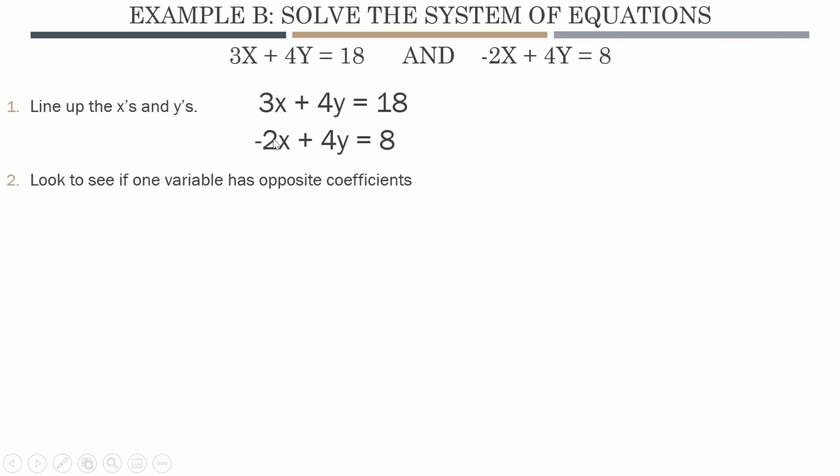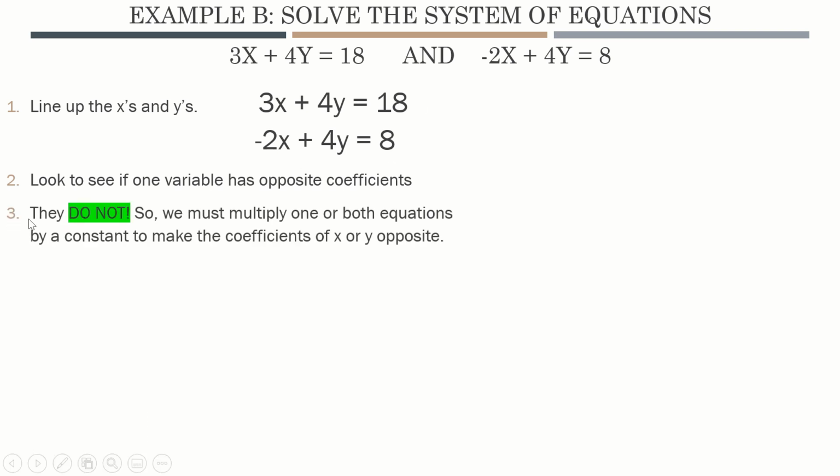No. 3 and negative 2 are not opposites. Does y have opposite coefficients? No. They're both positive. But I can already tell, what if I just made one of those 4s negative? Then they would have opposite coefficients, right? So that is step 3.